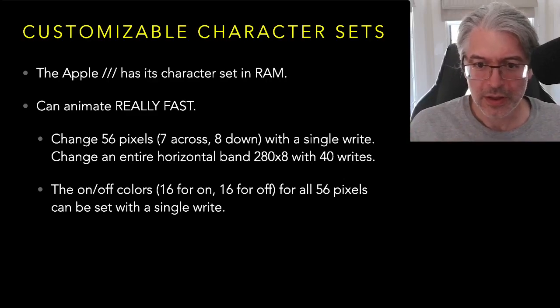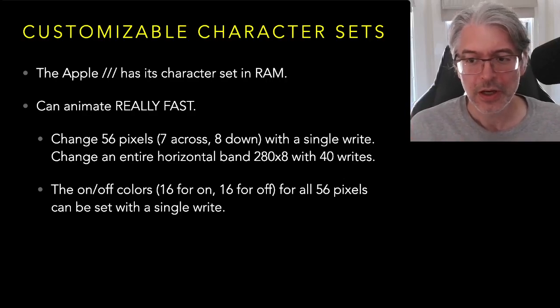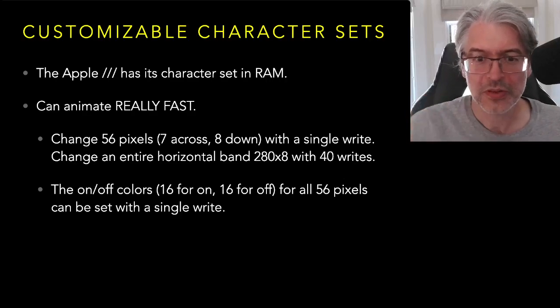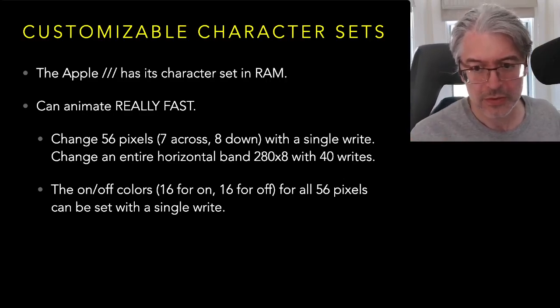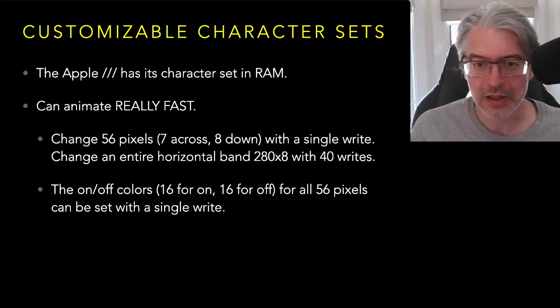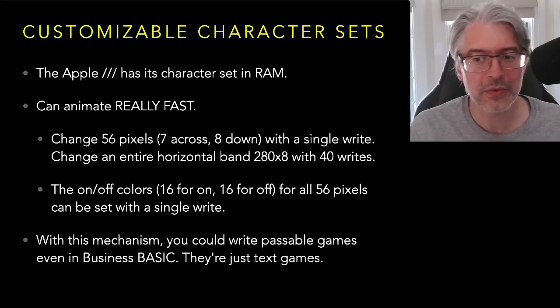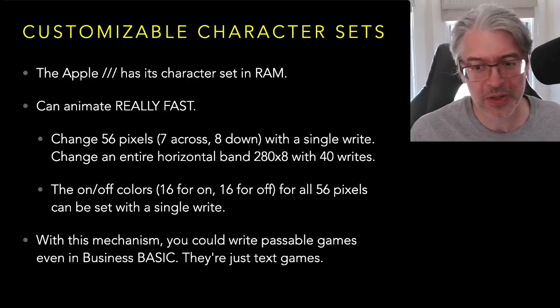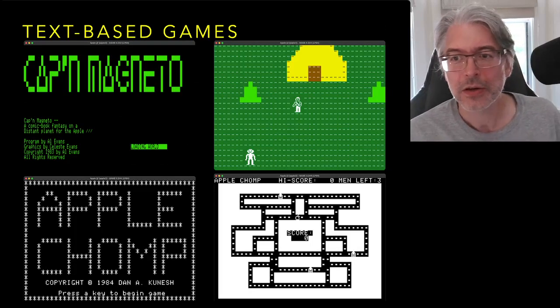And the on-off colors. So basically when you have a foreground and a background color, all 56 pixels can be set with a single write. So you can change the colors also very quickly if you're using the color text. So you could even write passable games in Business Basic. They're just text games, and there are a couple of these.